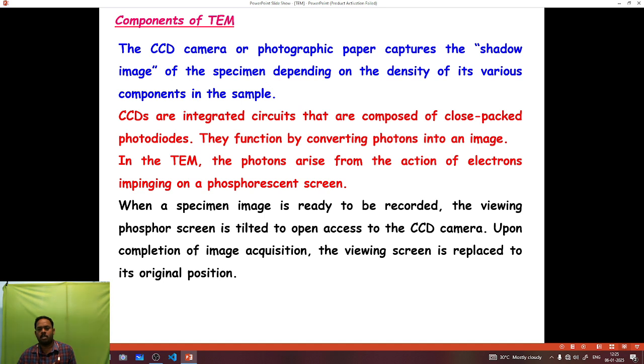When a specimen image is ready to be recorded, the viewing passport screen will be adjusted so that the camera will be opened, and upon completion of image acquisition, the viewing screen is replaced to its original position. So once the image is ready to be taken, the passport screen is slightly adjusted so that the camera will be opened. It will capture the image and we will see the image on the computer screen.